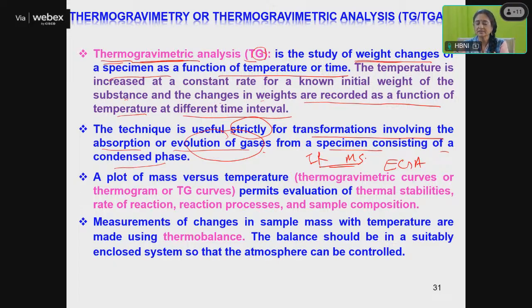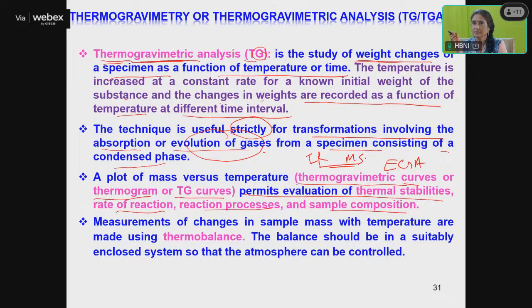Now a plot of mass versus temperature is known as the thermogravimetric curve or thermogram or TG curve. It permits the evaluation of thermal stability, rate of reaction, reaction processes, and sample composition. How sample composition? Because now at what temperature, what is evolving? If you are analyzing, say, a compound you have taken, which initially when you have heated it to 100 degrees centigrade, it expels some moisture. Then there will be some weight change, as water has a molecular mass of 18 grams, so it will be relating to that.